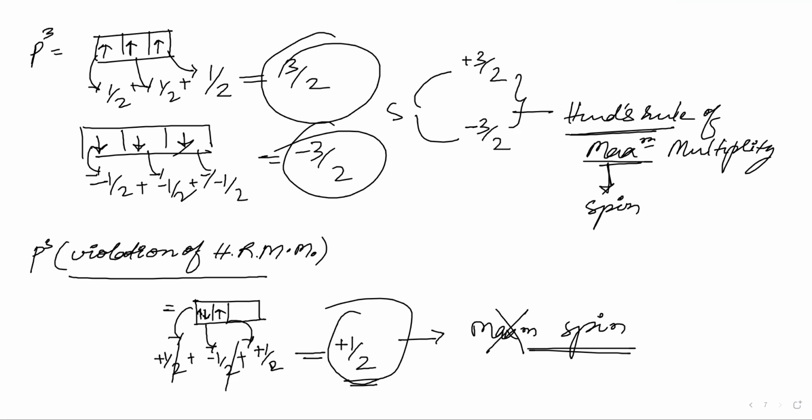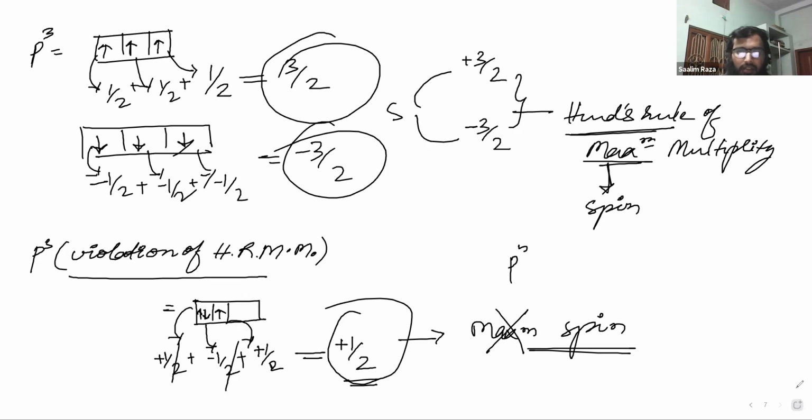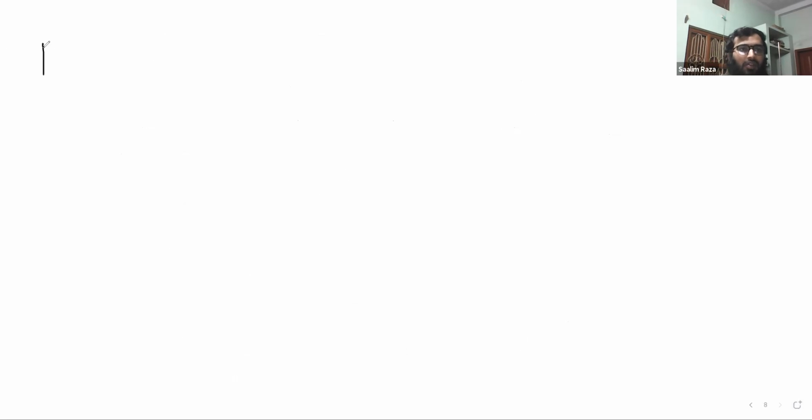Sir, if we get P5, then what will be the Hund's maximum multiplicity? If you have P5... Okay, fine. We will do P5 for both the cases, right? We will do P5.